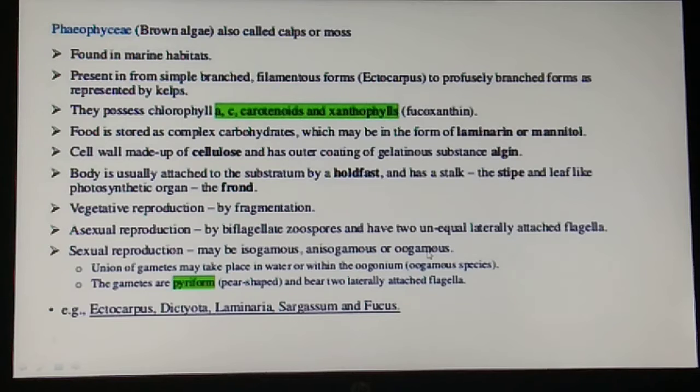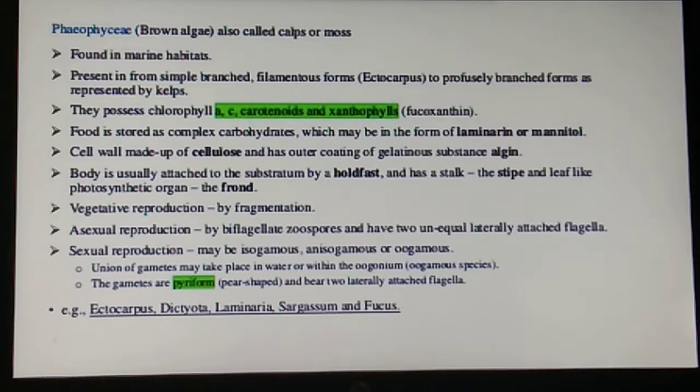Now coming on to the Phaeophyceae, which is also known as brown algae and called kelps or moss. Students, they are found in marine habitat and they are present from simple branched filamentous forms, that is the Ectocarpus, to profusely branched forms as represented by kelps. They possess chlorophyll a, c, carotenoids and xanthophylls. Students, food in case of brown algae is stored as complex carbohydrates which may be in the form of mannitol or laminarin. Now, cell wall made up of cellulose.